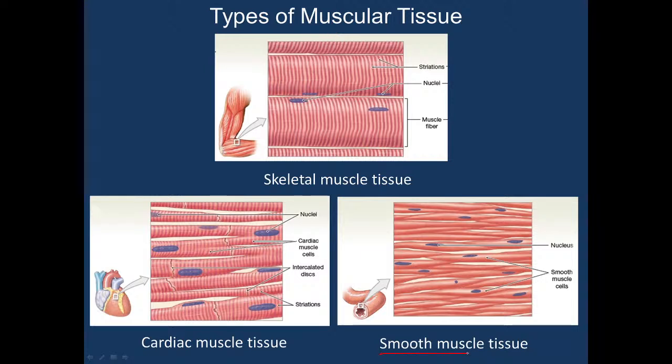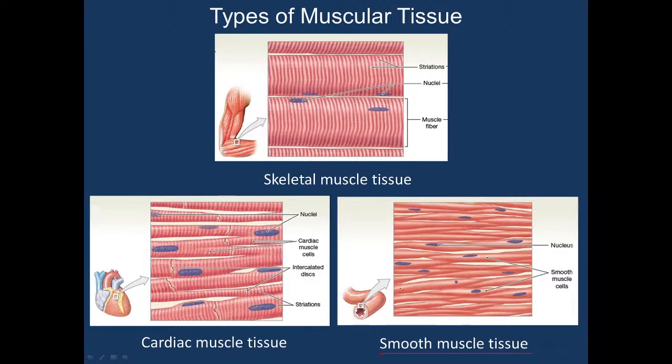The last group, or type, of muscular tissue is smooth muscle tissue. It is located in the walls of hollow internal structures, such as the blood vessels, airways, and most organs in the abdominopelvic cavity. It is also attached to hair follicles in the skin. It is also smooth muscle tissue. It gets its name from the fact that under a microscope it appears non-striated, or smooth.